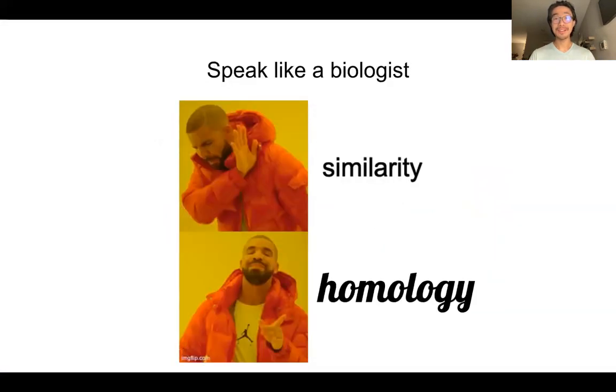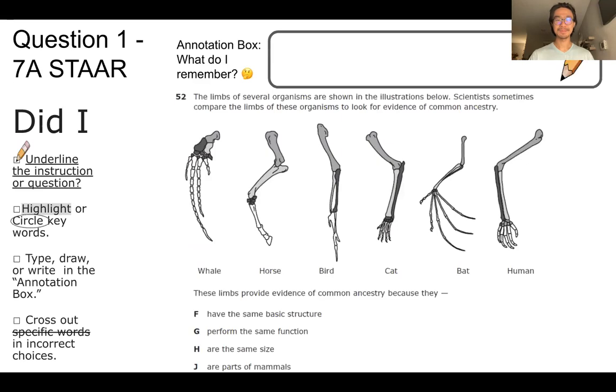So you might have noticed we're using this word homology. We're not going to use the word similarity as much. We're going to now use this new vocabulary word we are learning and becoming familiar with. So we're going to speak like a biologist and say homology when we are thinking of similarity.